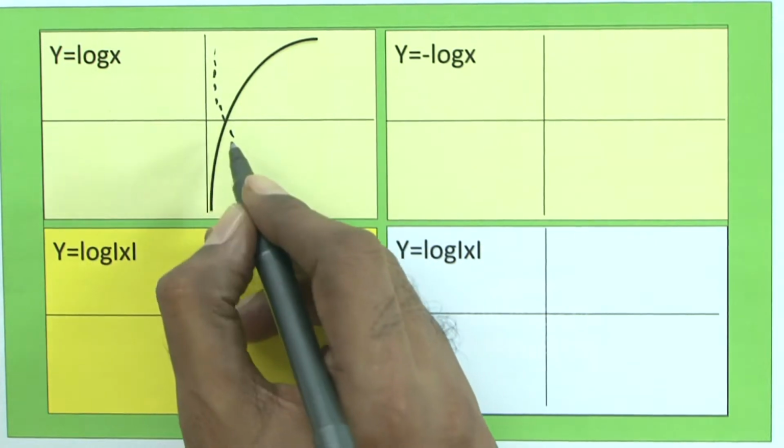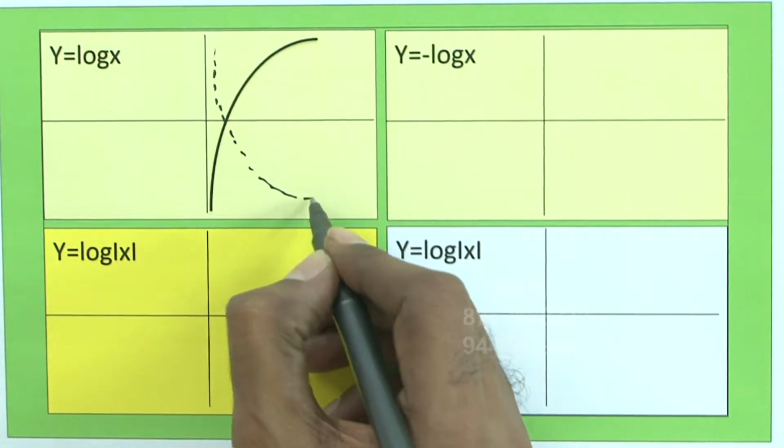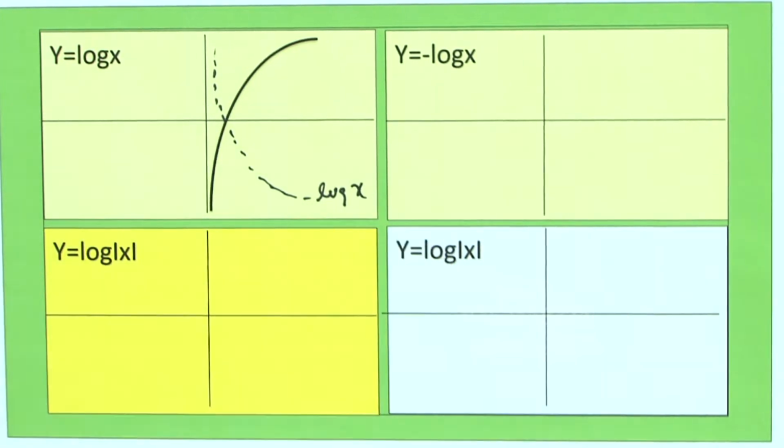I hope you are understanding this. This is minus log x. Anybody can easily understand that, right? So, minus log x is this.